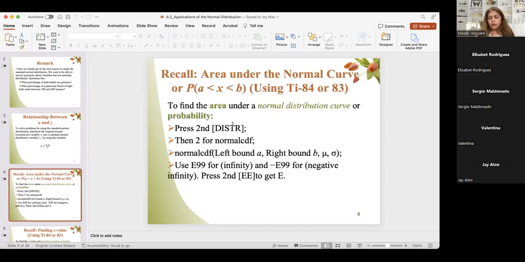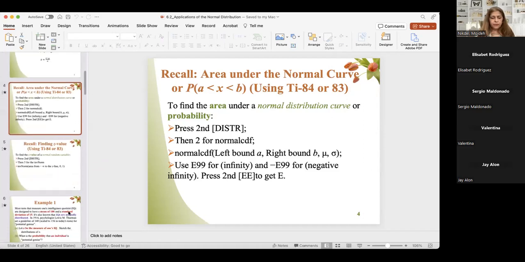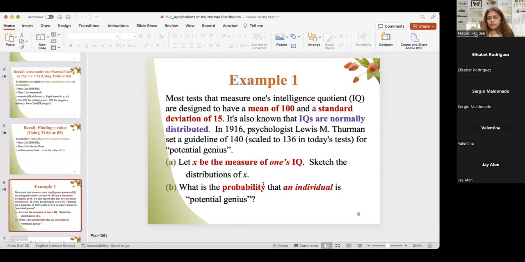Finding the probability of X between A and B. This procedure we have already gone over, because the probability of X between A and B means the area under the bell curve between A and B, which you already know you have to use normal CDF. So I'm going to start with an example.